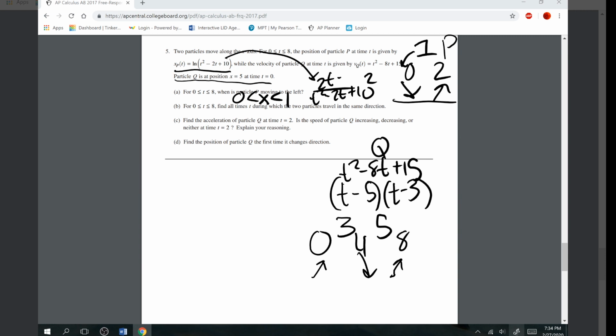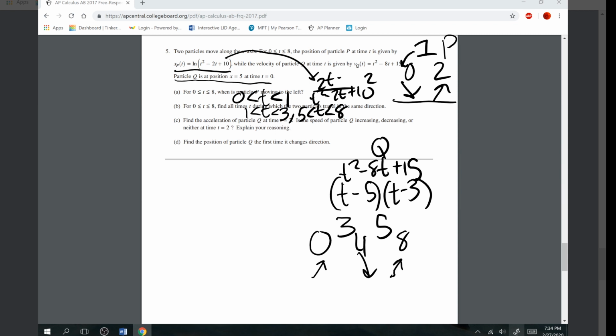Particle P goes to the right everywhere after 1. So that means from 1 to 3, whoops, t is my variable, sloppy, Mr. Kennedy, from 1 to 3, we're going to the right in both particles. And then again, when this guy starts going from 5 to 8. Okay, 2 questions down.